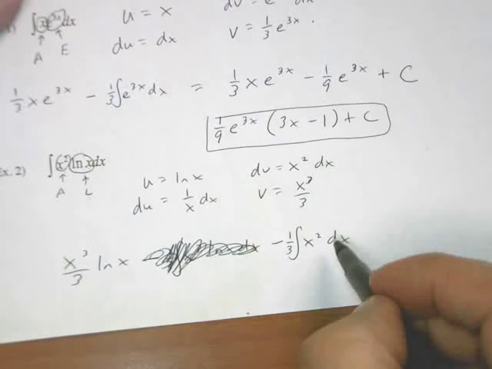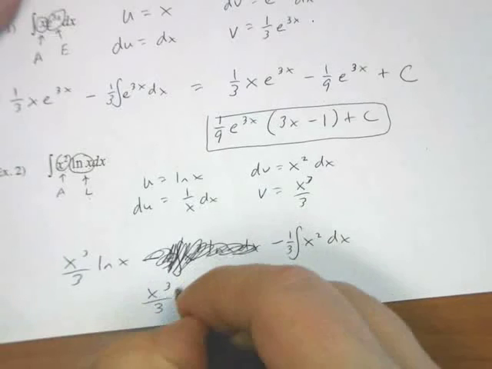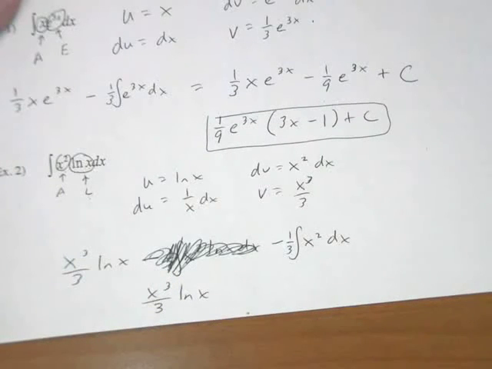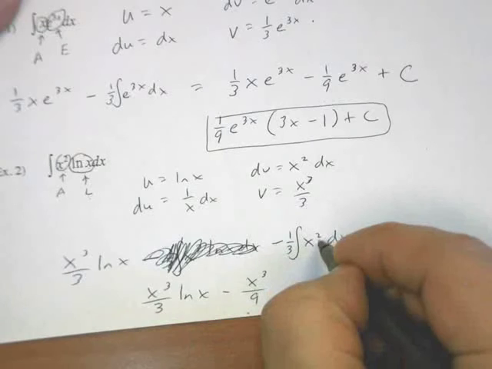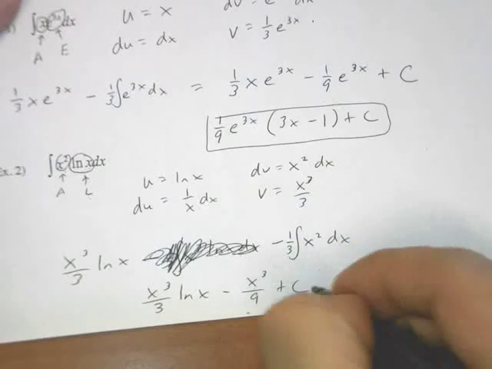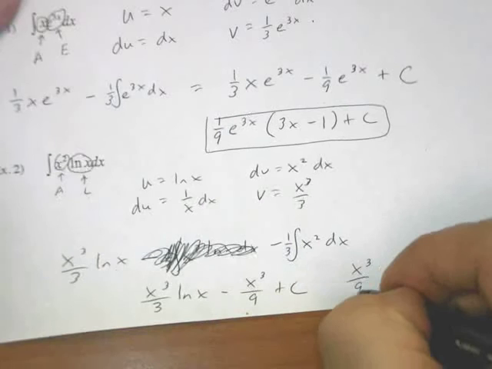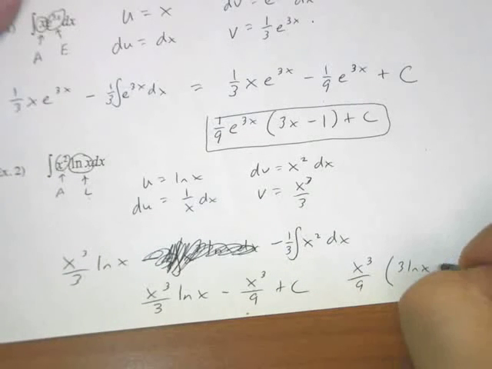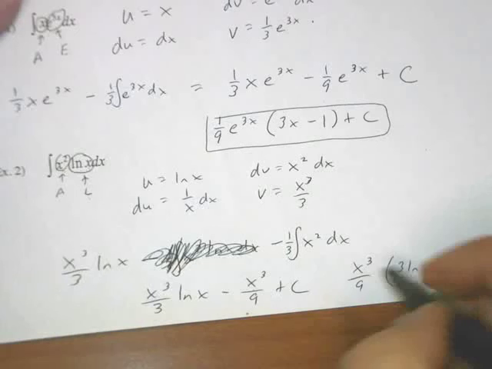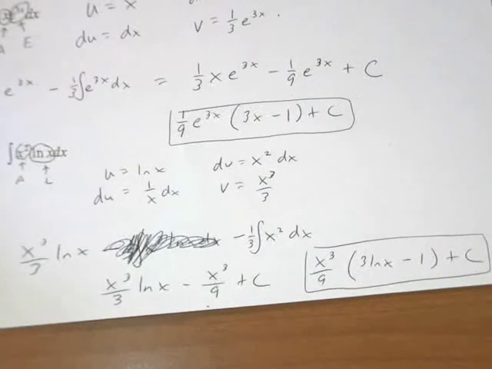And now I have something that I can integrate using a basic technique. So I have x cubed over 3 times the natural log of x, minus x cubed over 9, when I integrate this, because that's going to be x cubed over 3, plus c. I can factor out an x cubed over 9 out of those first two terms. And I have 3 natural log of x minus 1 plus c. Slide that over so you can see that.